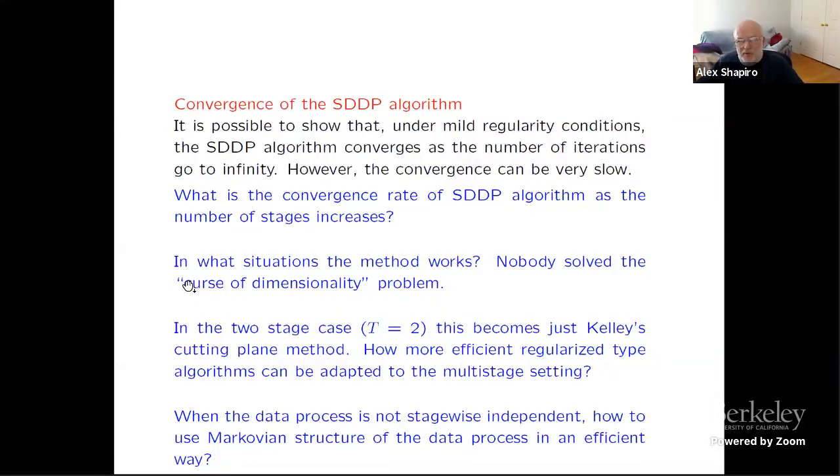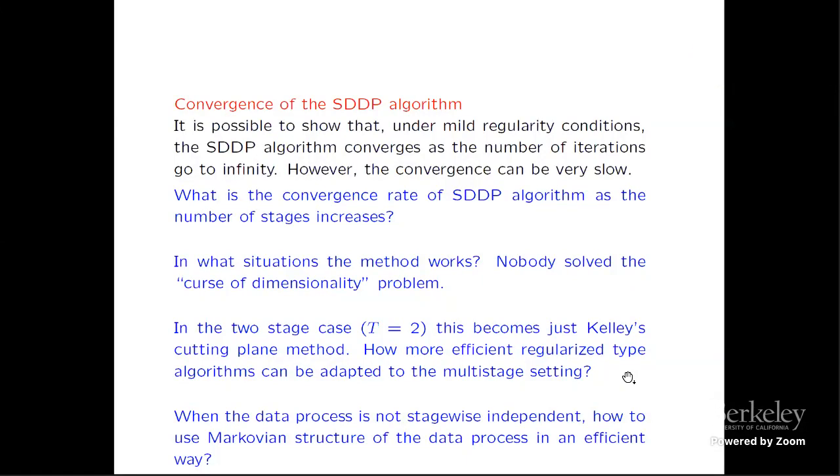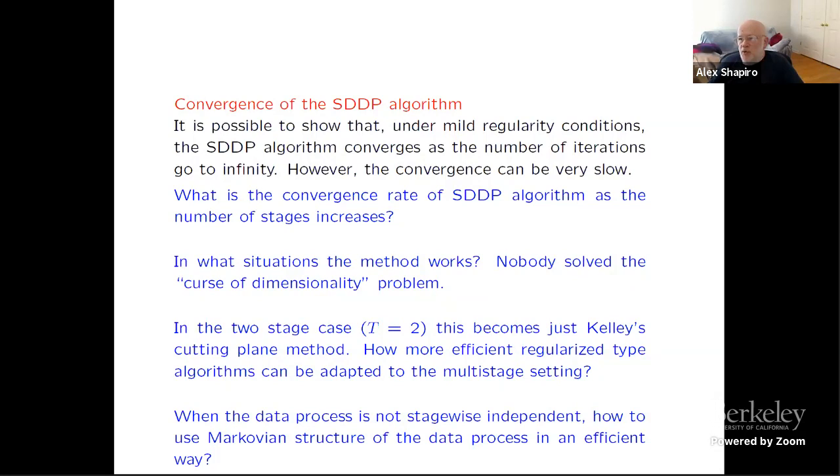Again, nobody solved this problem. Nobody. Don't tell me that somebody solved that. But sometimes it works. Why? Can one just define when it works? From empirical observations, from experience, it works sometimes. From an optimization point of view, this algorithm is basically a primitive cutting plane algorithm. In two stages, it's exactly a cutting plane algorithm. The problem is that as one adds more and more cuts, solving the linear problem becomes more and more time consuming, and it explodes.